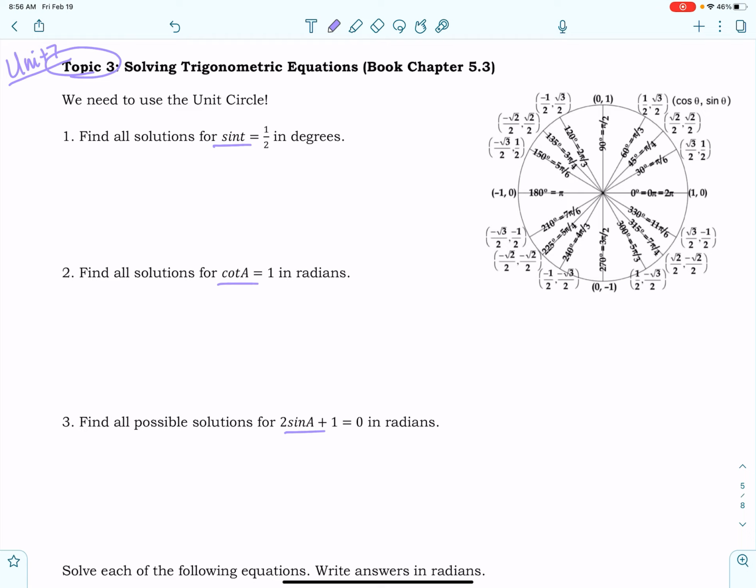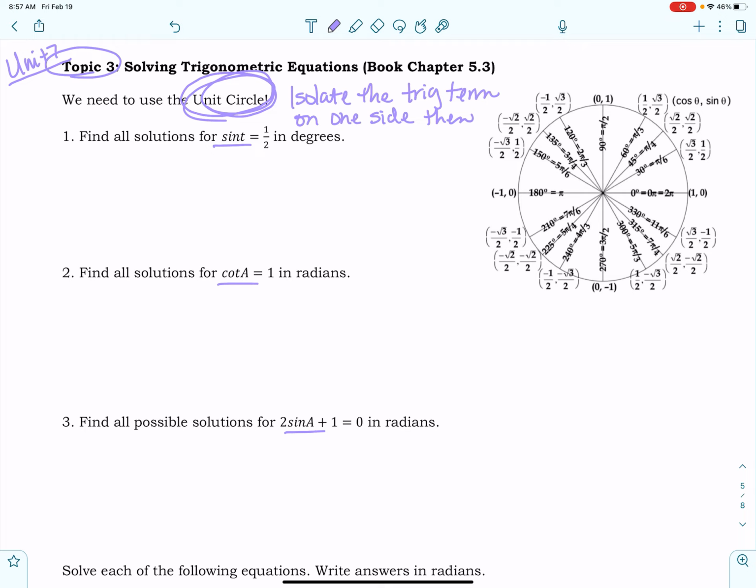You're going to have to first isolate the trig term like you would if you were solving for x or any other variable. You would have to isolate the trig term on one side of the equation. Then we are going to use the unit circle to evaluate what that would look like.